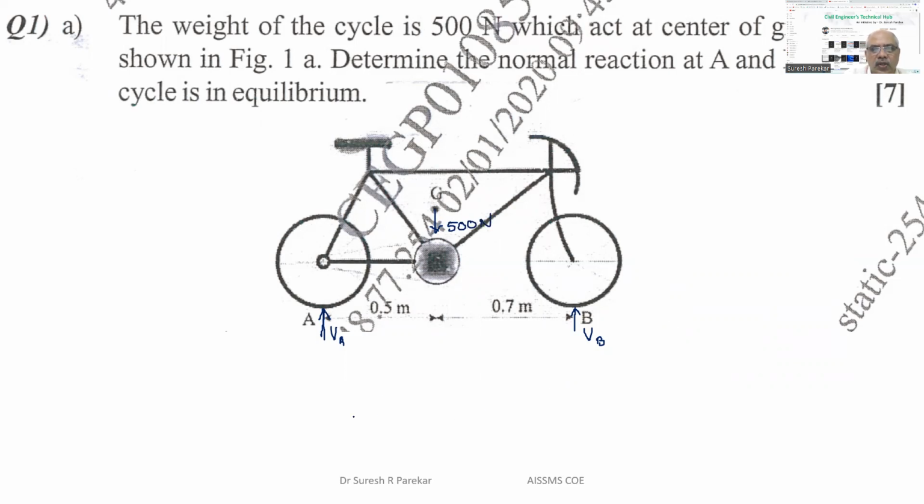So now we have to solve this. If I draw the free body diagram for this, then we have the free body diagram in this fashion. We have this as VB. We have the reaction over here, VA. And then we have this force acting, that is 500 Newton. And this is 0.5 meters, and this is 0.7 meter. We are interested to find the normal reactions at A and B, which are VA and VB.